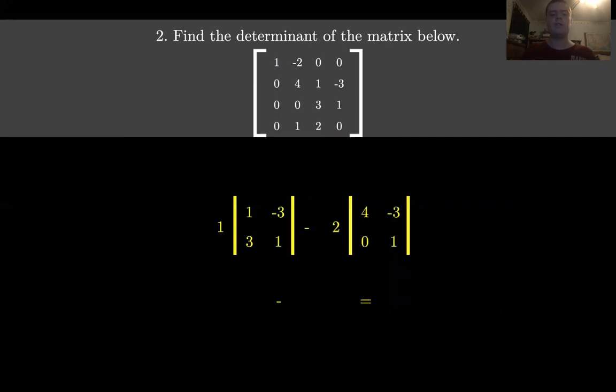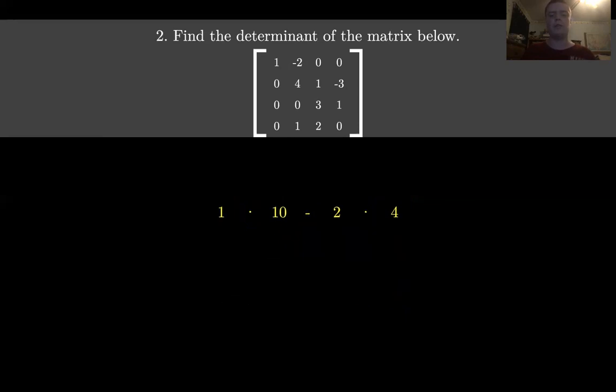Now, hopefully, we should know how to take the determinant of a 2 by 2 matrix using the formula. We'll start off with the left-hand side, the left matrix. So we have A times D, 1 times 1, minus B times C, negative 3 times 3, to get a determinant of 10. And then for the second matrix, we have 4 times 1 minus negative 3 times 0 for a determinant of 4, which means the determinant of this 4 by 4 matrix is 2.